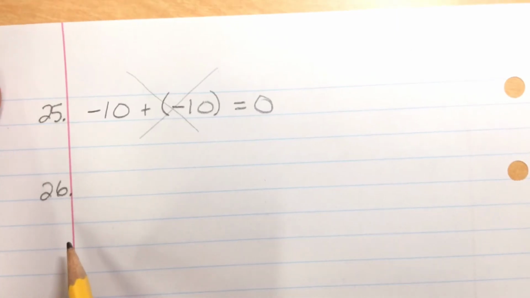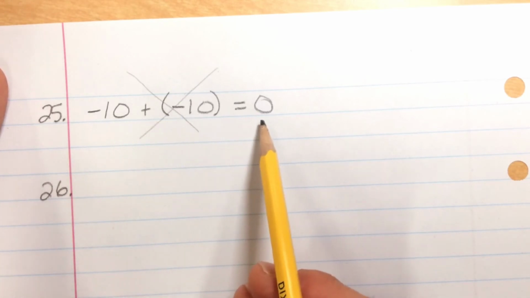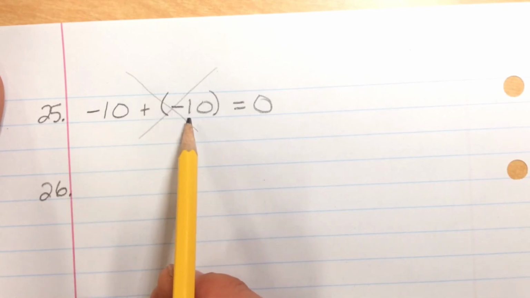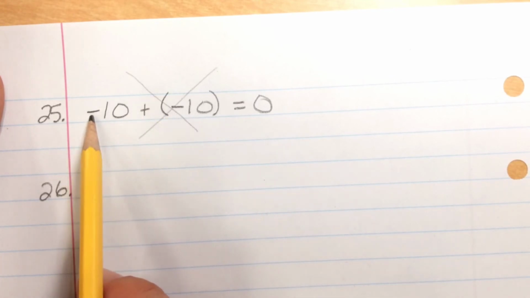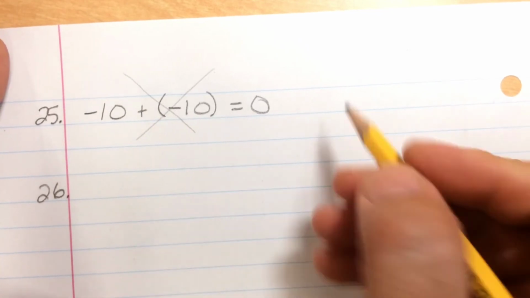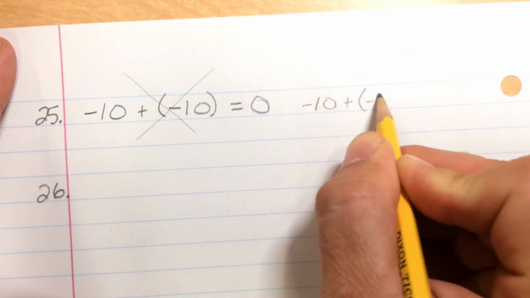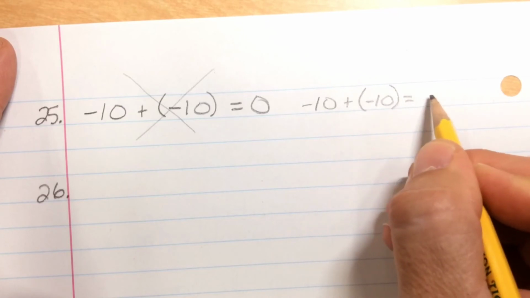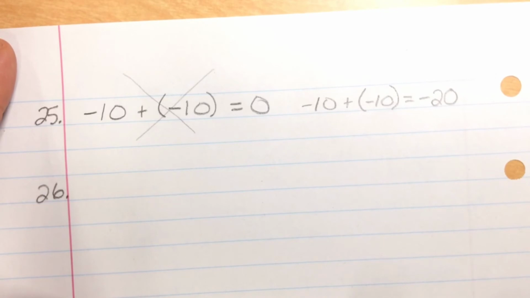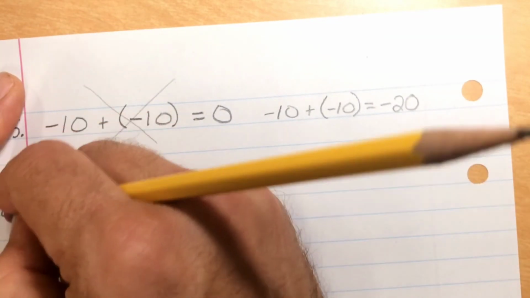For number 25, we have to fix this problem. They have -10 plus -10 equals 0. And they were probably thinking that these were opposites, but obviously they're not opposites. They're the same. I have 2 negatives. And remember, same sign, add and keep. So it should have been -10 plus -10 equals, add the number parts, keep the sign, -20.